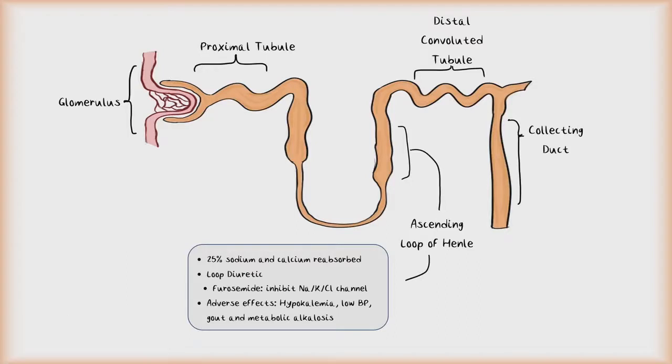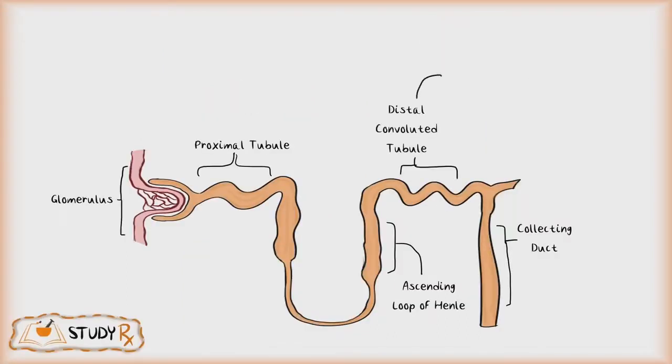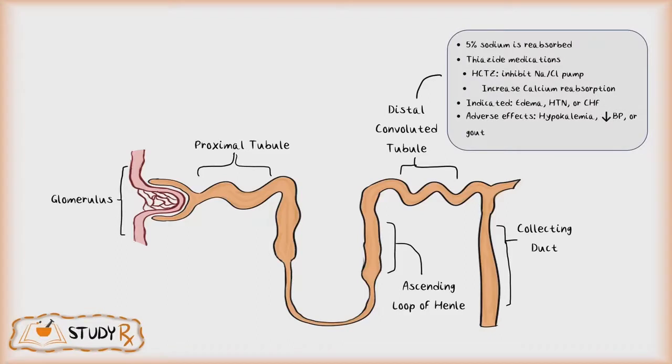The distal convoluted tubule, which is furthest away from the nephron, will aid in the regulation of potassium, sodium, and calcium. Approximately 5% of sodium is reabsorbed at the distal convoluted tubule. Thiazide medications like hydrochlorothiazide inhibit the sodium and chloride pump, making it a weak diuretic. Long-term effects of thiazides are bone protective, seeing as how thiazides will increase calcium reabsorption. Thiazides are also useful in patients with edema, hypertension, and congestive heart failure.